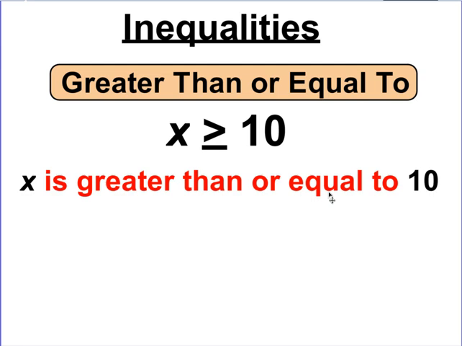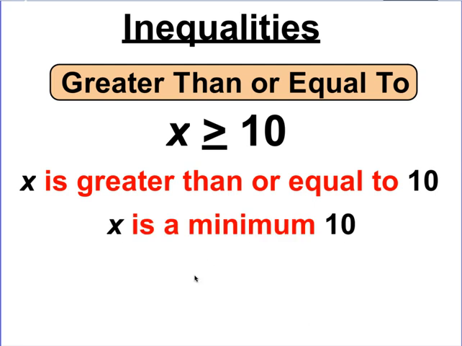Okay? So the first way we're going to say this is x is greater than or equal to 10. A second way, x is a minimum of 10. A minimum is like a floor, and the number can go up from the floor. So if the minimum is 10, that means the number could be 10, 11, 12, 13, or anything higher.